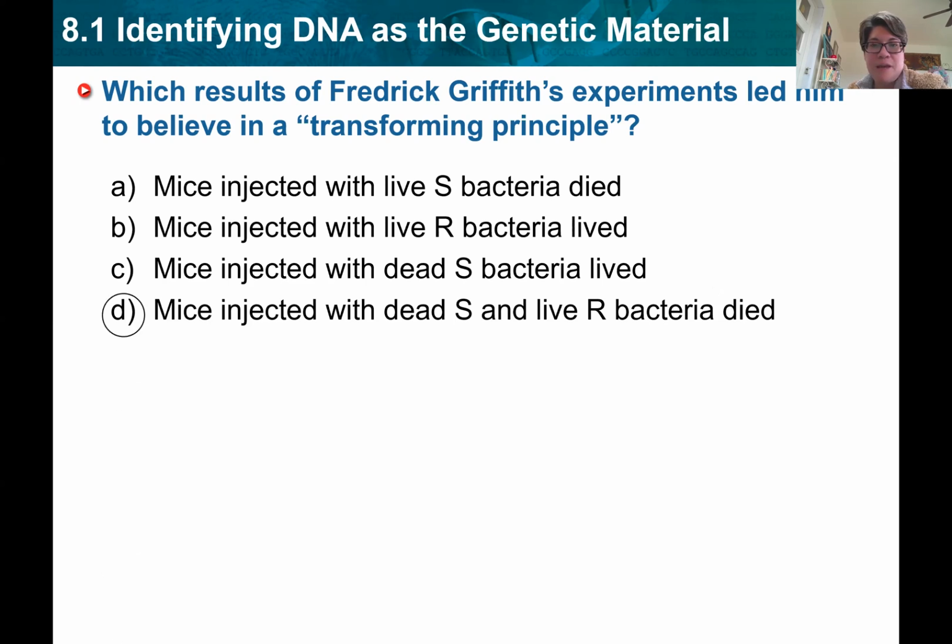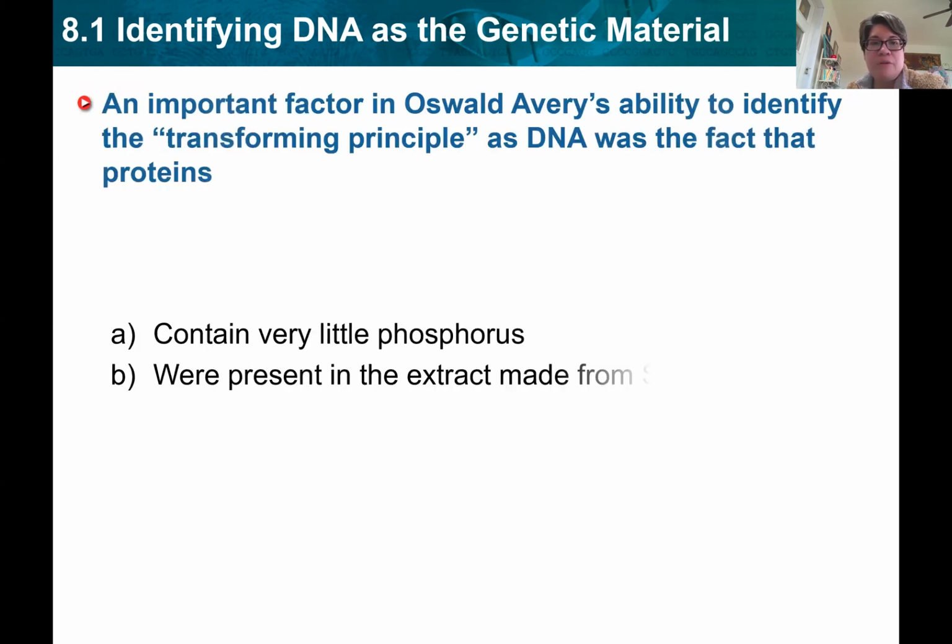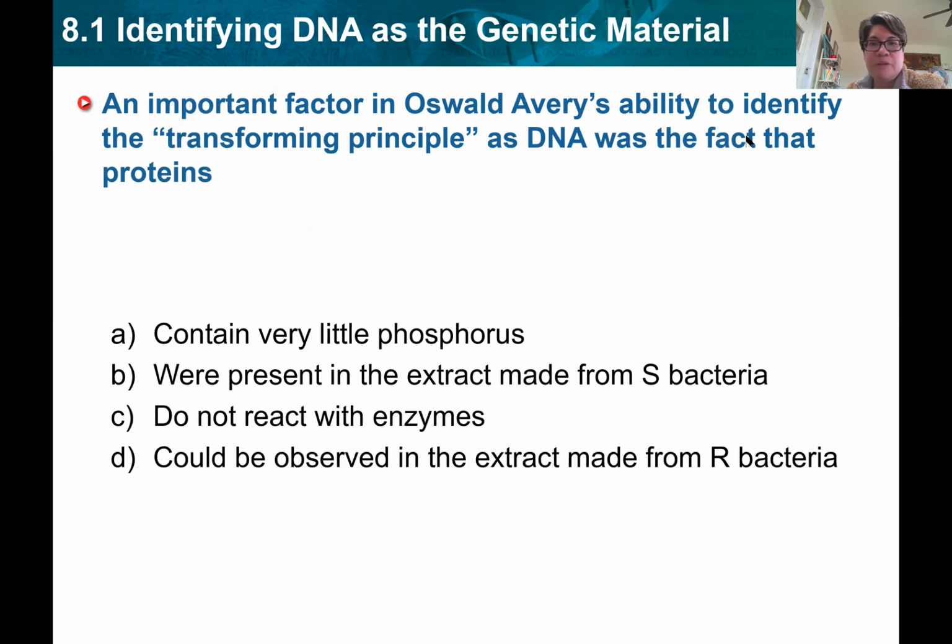Okay, so that's that. An important factor in Avery Oswald's ability to identify the transforming principle as DNA was the fact that proteins what? So how did Oswald Avery know that DNA was the transforming principle? This was the second experiment, following up from Griffith's experiment with mice. Okay. Contained very little phosphorus.